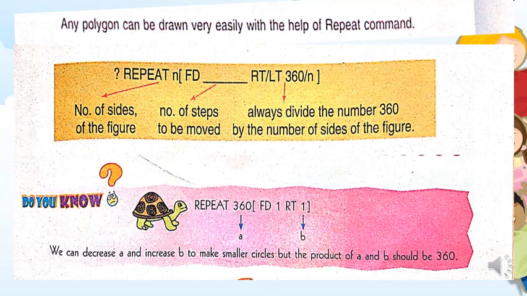Any polygon can be drawn very easily with the help of the repeat command, which is repeat number of sides of the figure, number of steps to be moved. Always divide 360 by the number of sides of the figure. But do you know, we can decrease A and increase B to make a smaller circle, but the product of A and B should be 360.